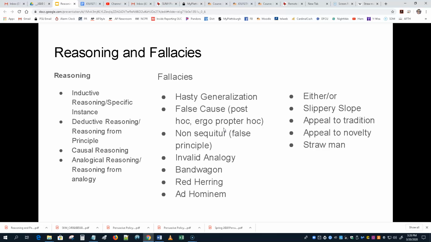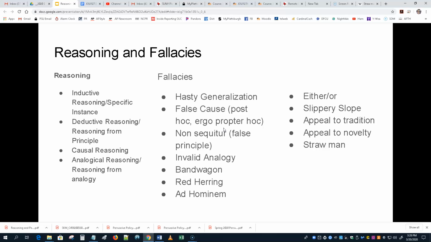Invalid analogy, of course, is a problem with reasoning from analogy. The example given in your text is, employees are like nails. Just as nails must be hit on the head to get them to work, so must employees. Those two things are not the same. Employees are not like nails. They're completely different things. People are not nails. Therefore, the analogy breaks down. So if the two things we're comparing should not be compared, then we have an invalid analogy.